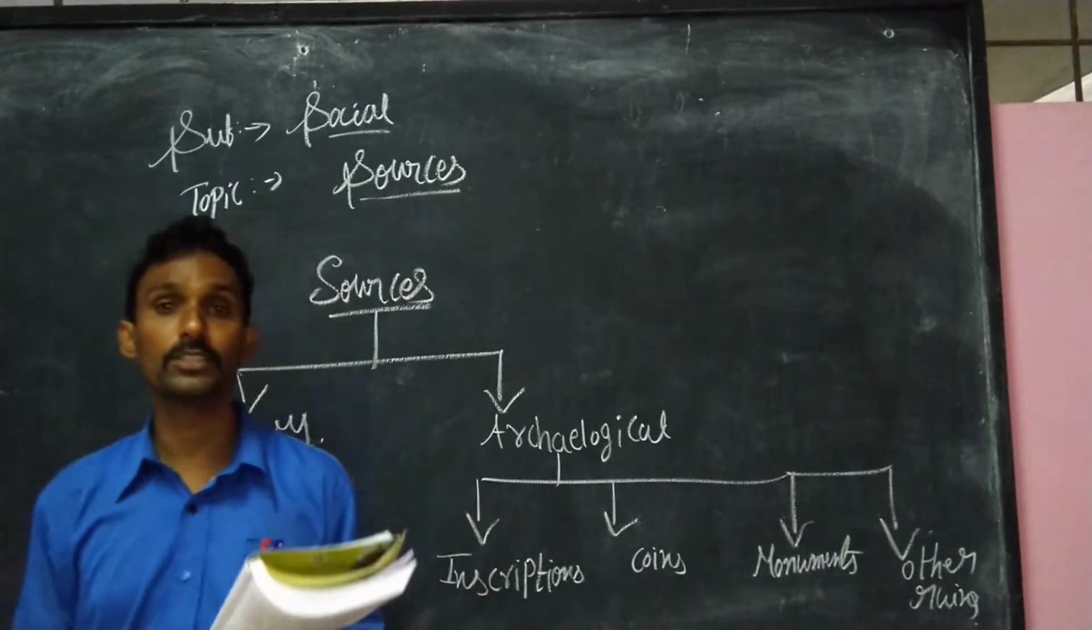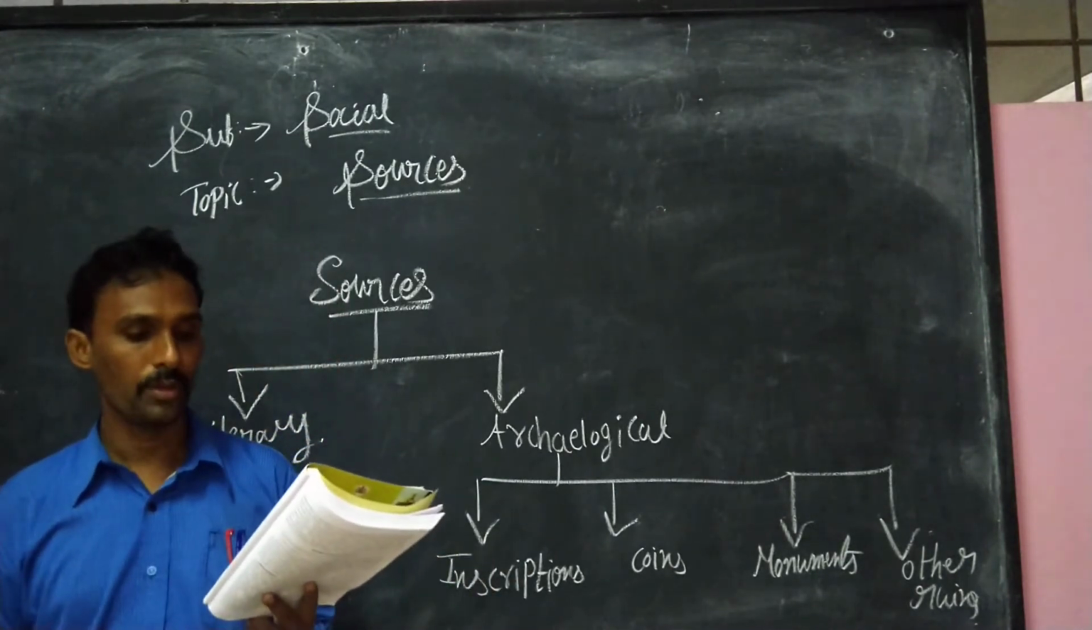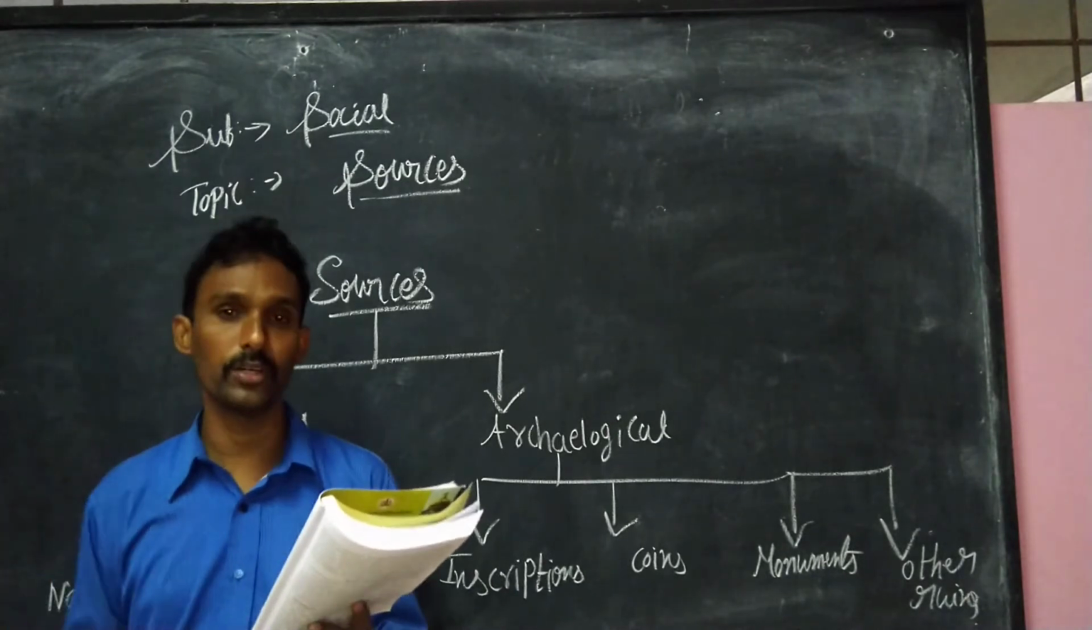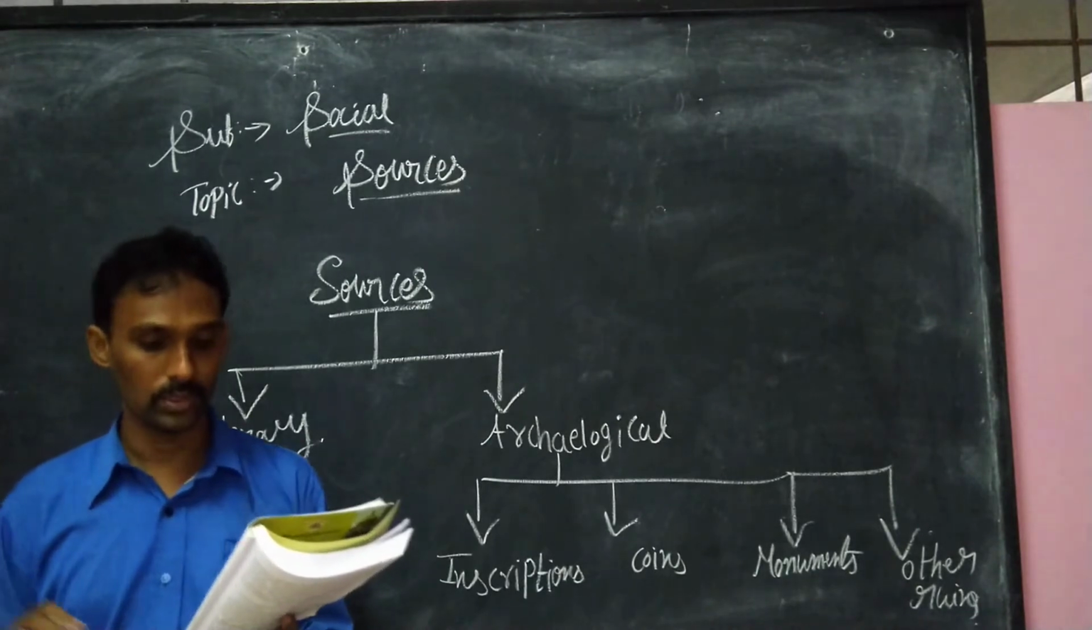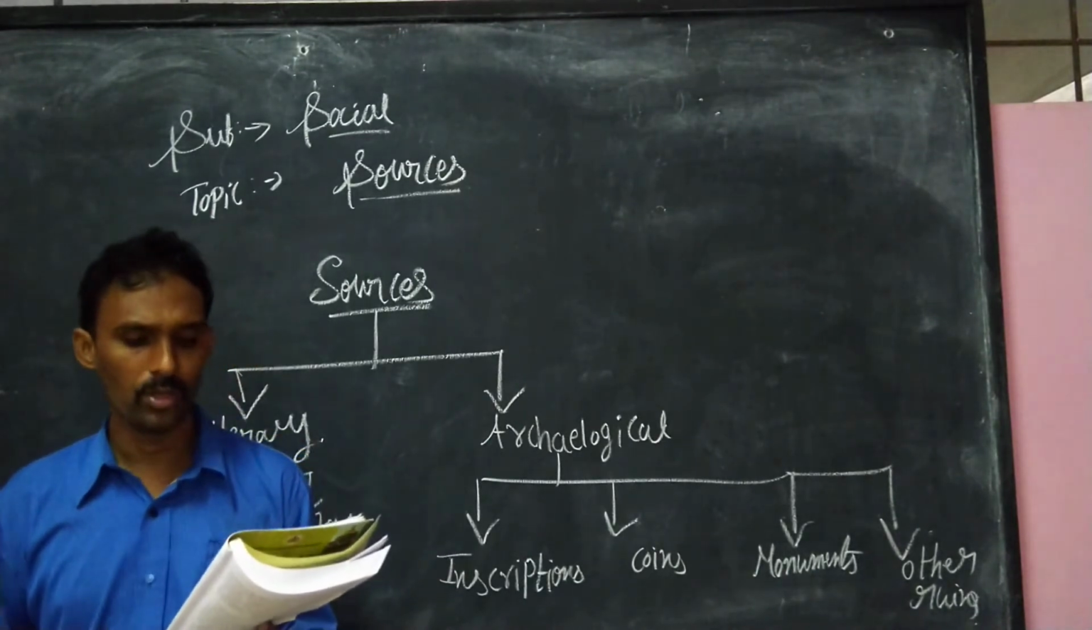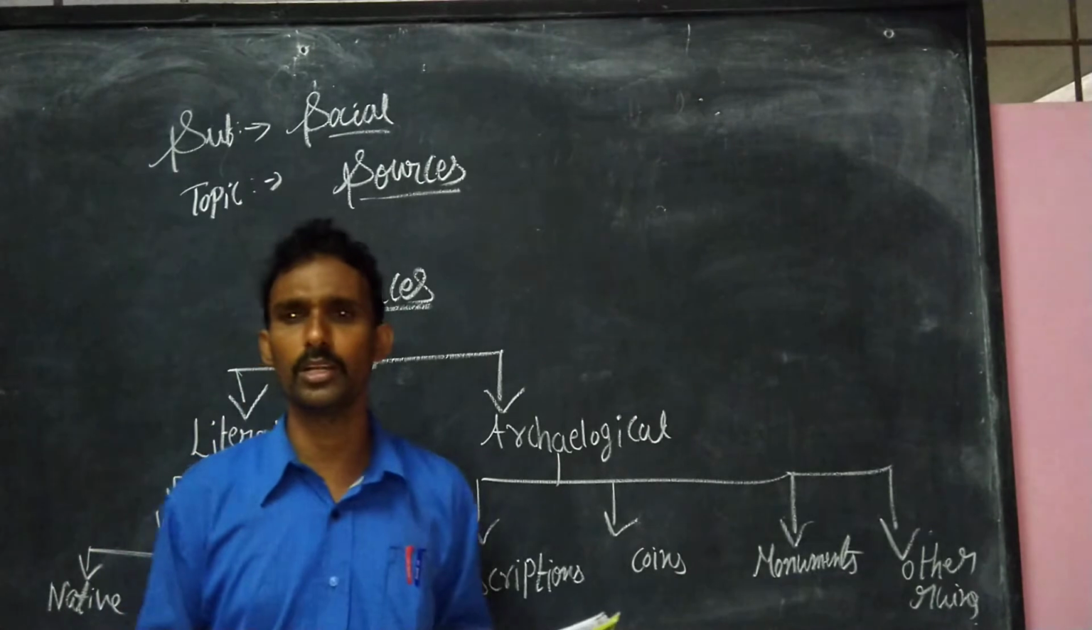Ptolemy has written Geography. First, Farista, Babar wrote Tuzuk-i-Babri, one of the names of the books. In these foreign accounts, many people wrote about the political, social, cultural and economic conditions, how they were.